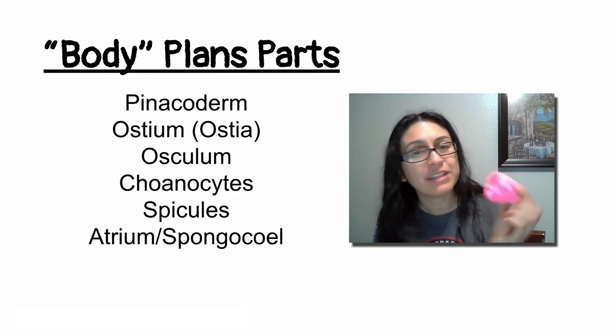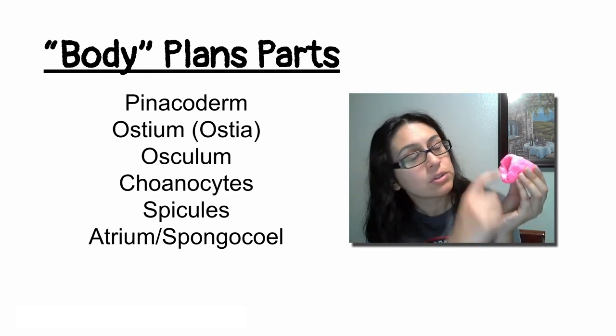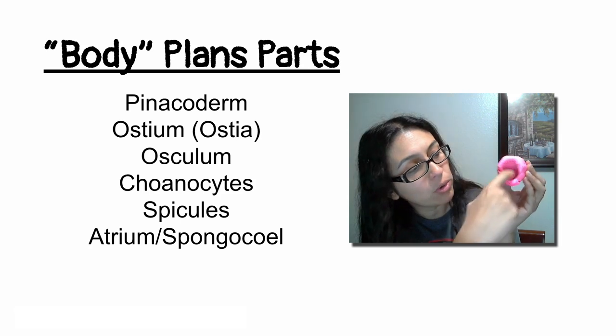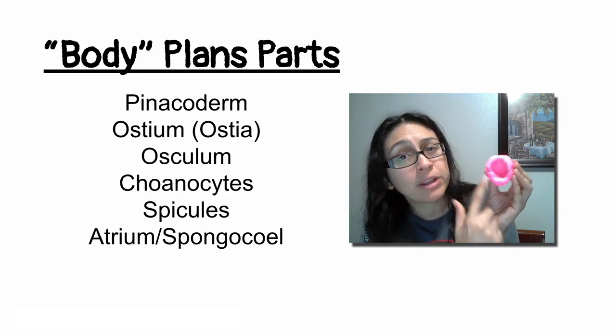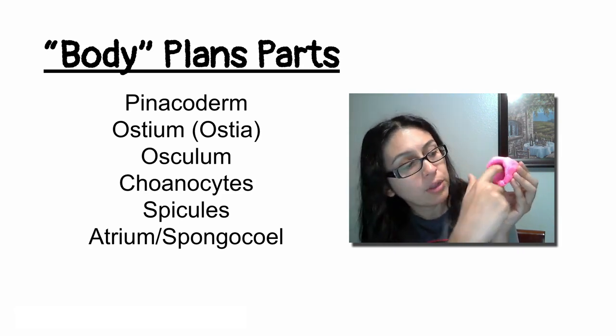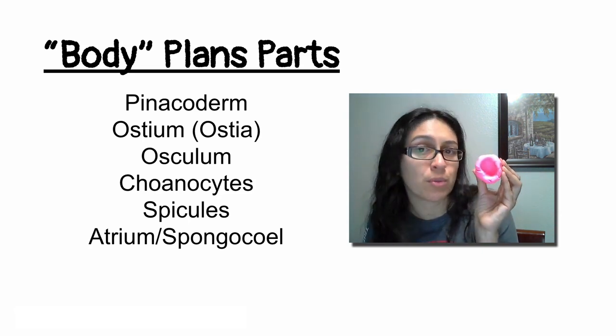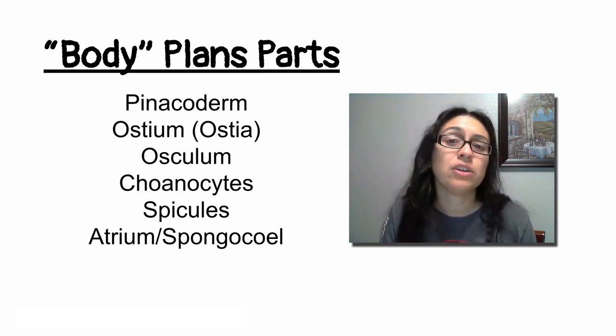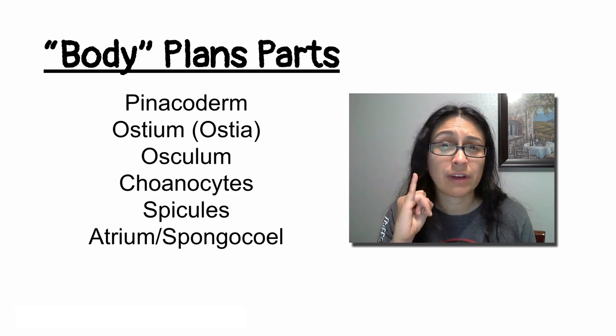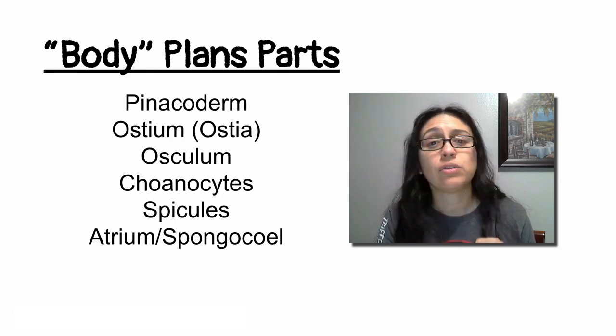And then finally we have the atrium or spongocoel. The atrium or spongocoel is this whole inner cavity here. Note the opening is the osculum, but the whole inner cavity is the atrium or spongocoel. So those are the parts that you will need to know. Remember, you have to identify them by location and also their functions.